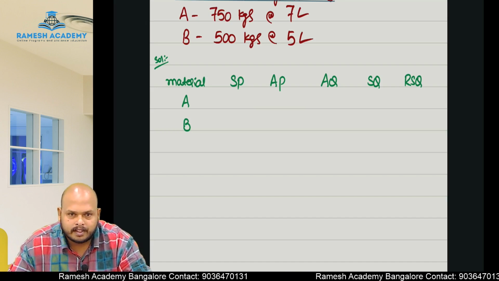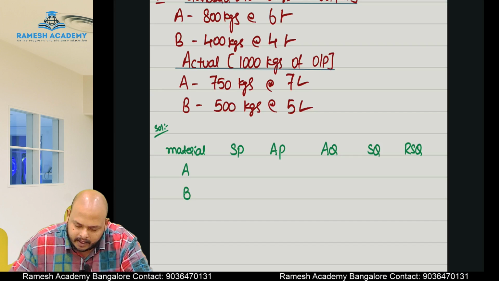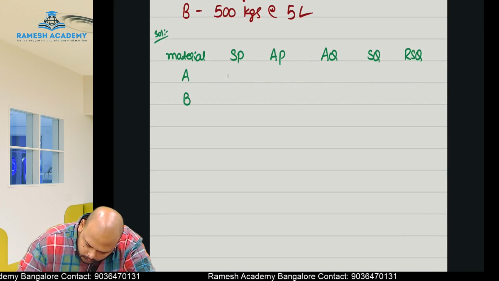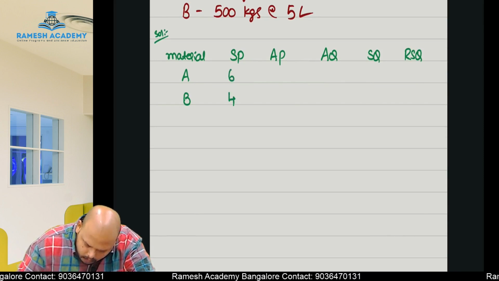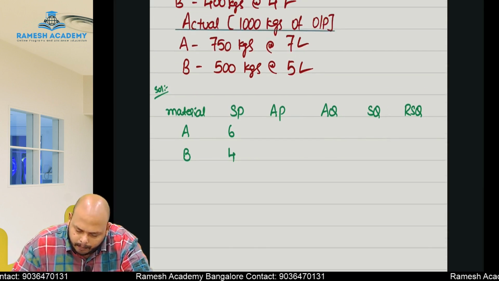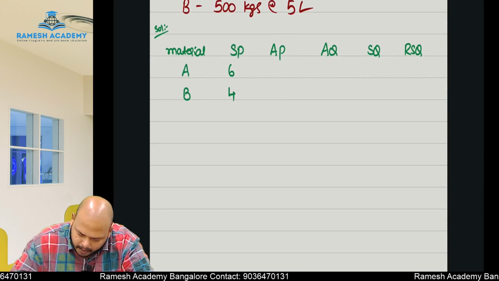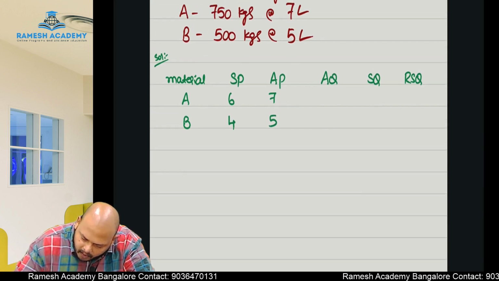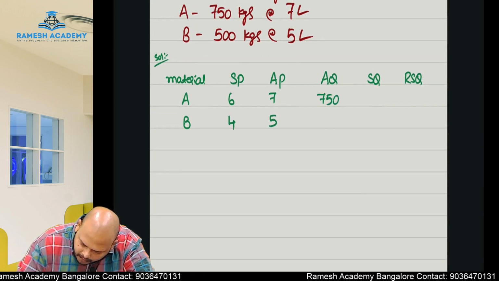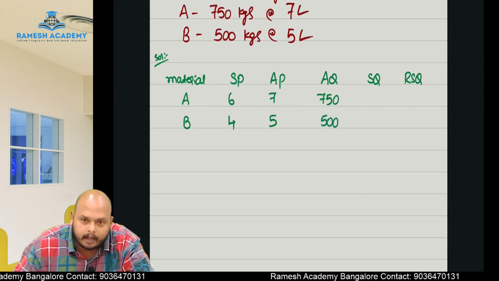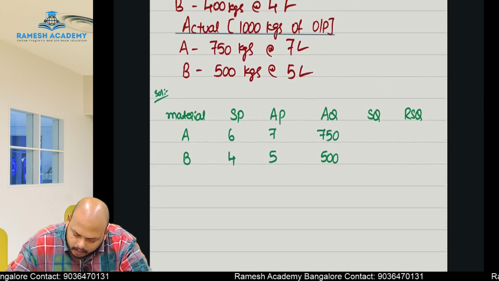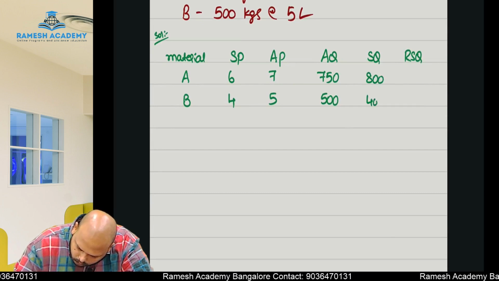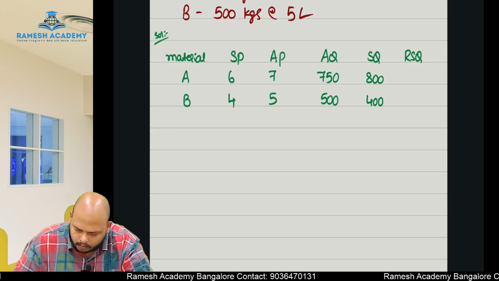Okay? Standard price. So what is the standard price given in the question? For A, 6 rupees. For B, 4 rupees. Next, what is the actual price they gave? A, 7 rupees. B, 5 rupees. What is the actual quantity they gave? A, 750, B, 500. What is the standard quantity they gave? 800, 400.